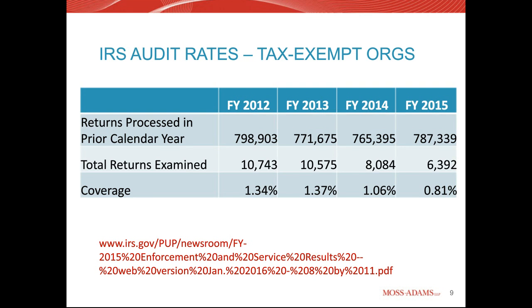If we look at the audit rates, this is kind of interesting. It also shows you how the IRS has slowed down a bit. But in the tax-exempt organization arena, if we look at 2012, they covered 1.34% of the returns under audit. So that went up a little bit in '13 to 1.37, dropped in 2014 and also 2015. So there's quite a bit of a drop for '15.